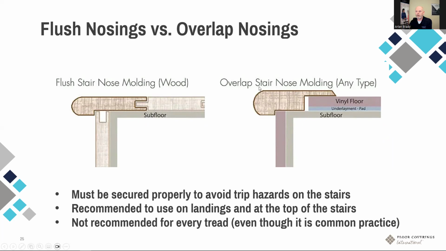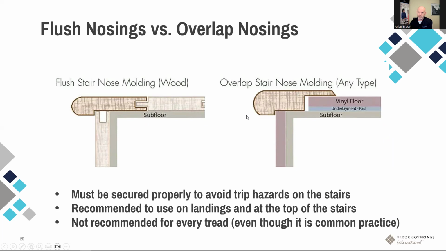There is something called an overlap stair nose. Overlap stair nose, you can get any type. Now, I know the graphic here shows a vinyl floor, but that might be a laminate floor. It might be an engineered hardwood. It might be a vinyl floor. Overlap stair nose does exactly what it sounds like. It laps over the edge of that floor, and then it's connected.